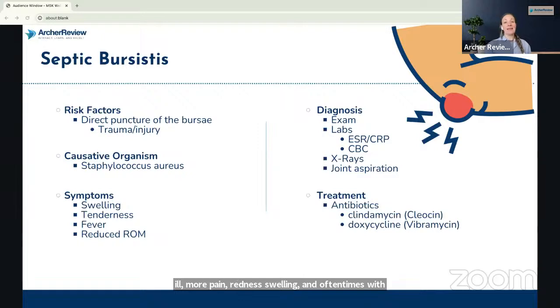We'll go ahead and obtain labs looking for inflammation, infection with the CBC and inflammation with the CRP. We can do X-rays to see how severe this is. We do not want this infection spreading, so we're going to go ahead and start antibiotics.